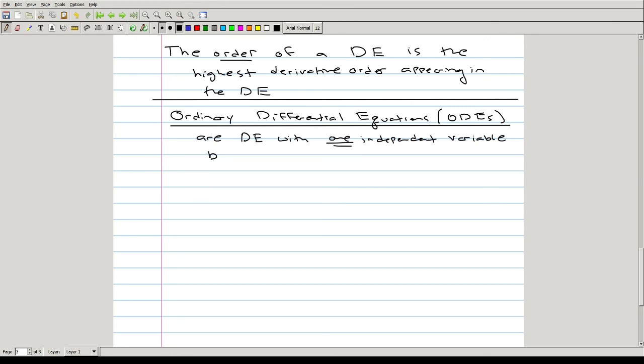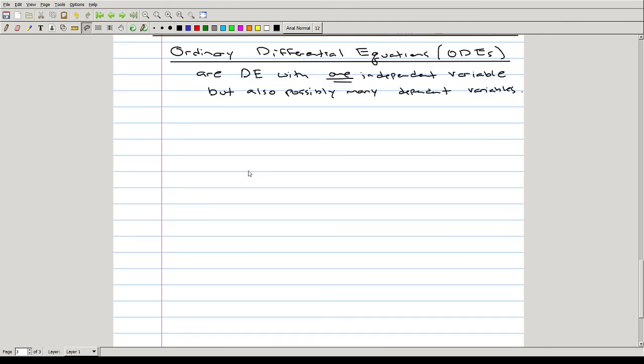But I also want to include as a caveat here, also possibly many dependent variables, not independent variables. There we go. So this is the main classification between ordinary differential equations and partial differential equations. Ordinary differential equations are also classified as linear versus nonlinear, and they're also classified with order, the exact same definitions as for partial differential equations.